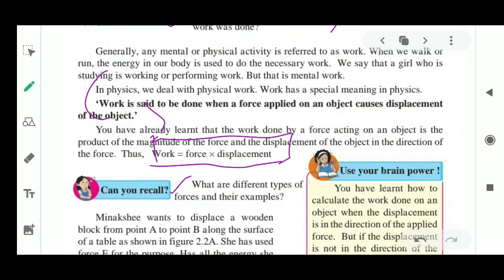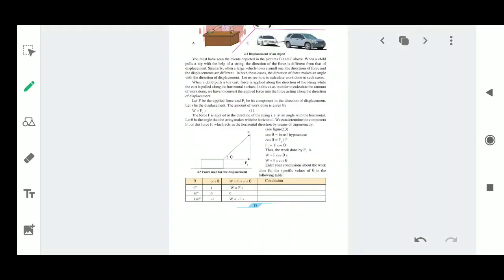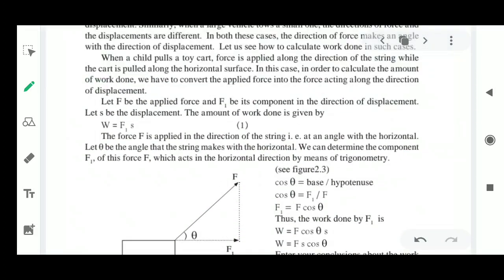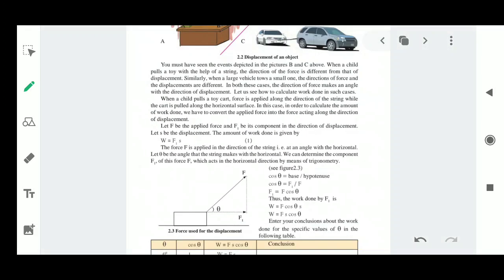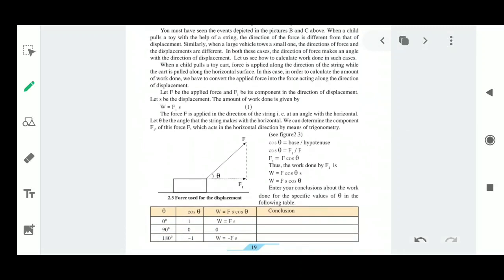Okay, now we are going to learn the types of force. Okay, so students, types of work. Work is expressed in terms of zero work, positive work and negative work.